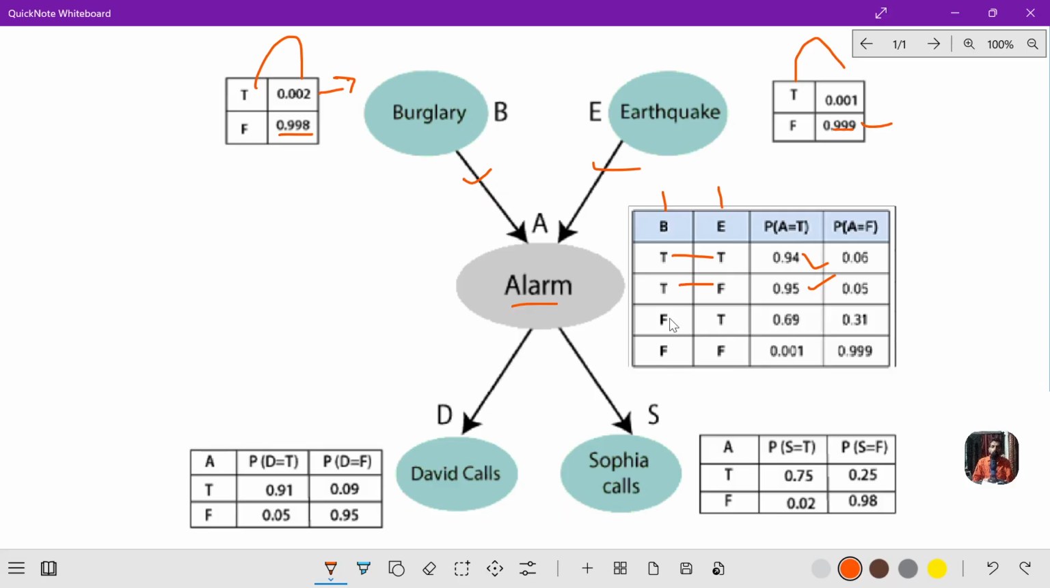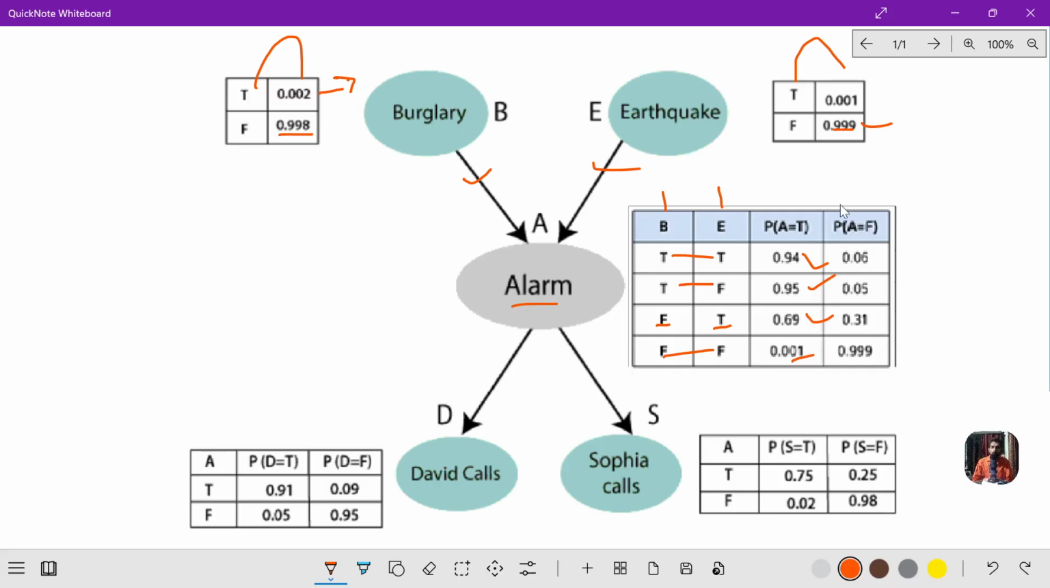Here burglary is false, but only earthquake is going on. So it will have the probability 0.69. When both are false, meaning no theft is going on and no earthquake, we may get a 0.001 chance to get the sound. So this is called an alarm.